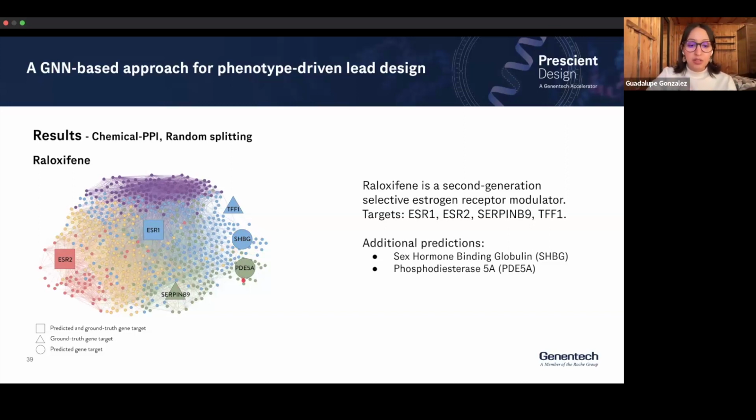And additionally, for PDE5A, its prediction could be related to its relationship with estrogen receptors, because we know that estrogen receptors increase vasodilation, whereas PDE5A decreases vasodilation. And so potentially raloxifene treatment, which modifies estrogen receptors, could have an effect on PDE5A.